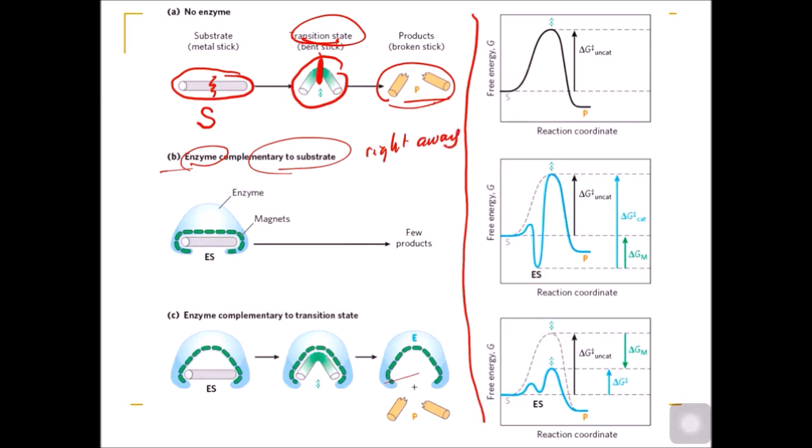So kapag may perfect fitting, few products lang ang nagagawa kasi it causes initially lowering of the Gibbs free energy when enzyme and substrate was formed.